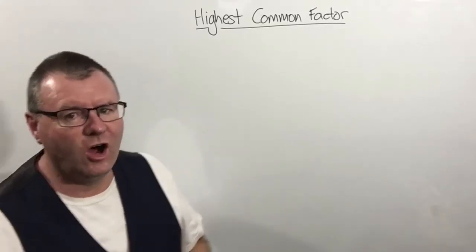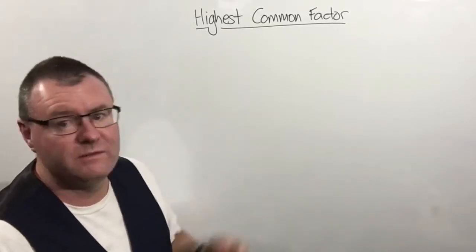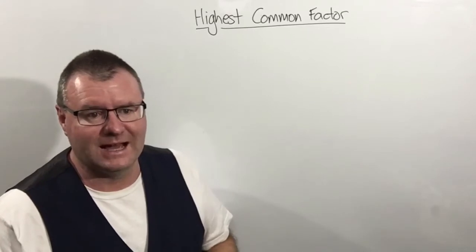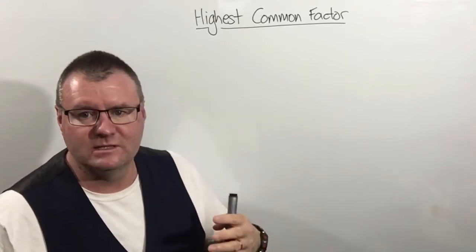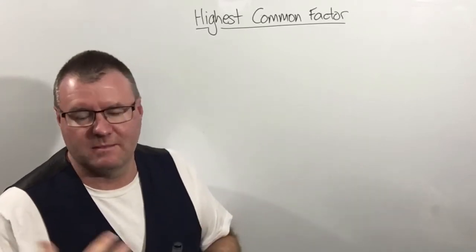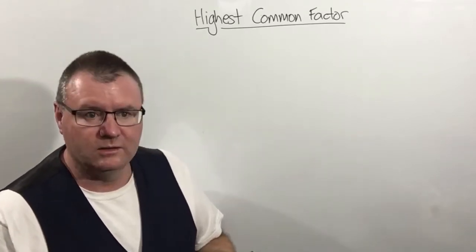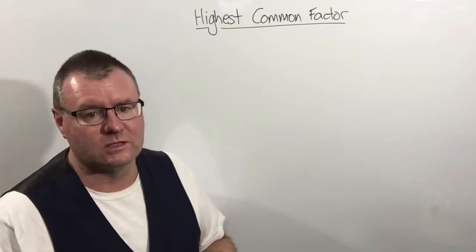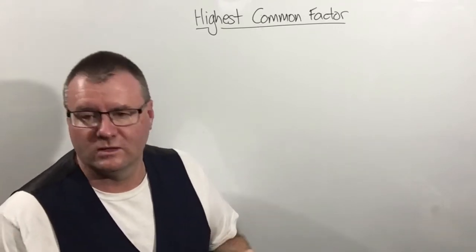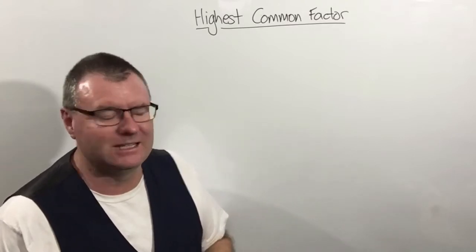Okay, let's talk about highest common factor. Now, in a previous video, we looked at what factors are. Factors are the numbers that, if you multiply them together, they make up another number. So, for example, the factors of 4 would be 1, 2, and 4, because 2 times 2 is 4, and 1 times 4. So the numbers that fit evenly into a number.